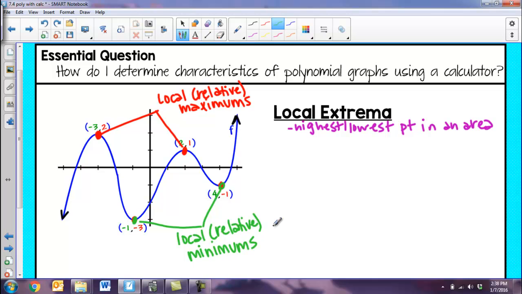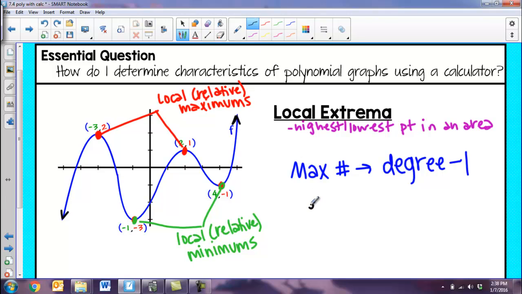Okay, so that's a pretty basic concept. You're just looking for where those topmost points are. It's not the topmost point of the graph, but it's the topmost point of an area. And the other thing that's interesting about local extrema is that if you know the number of little turning points that you have, the max number of those extrema is going to be the degree of your polynomial minus 1.